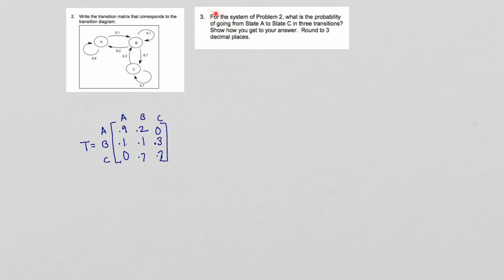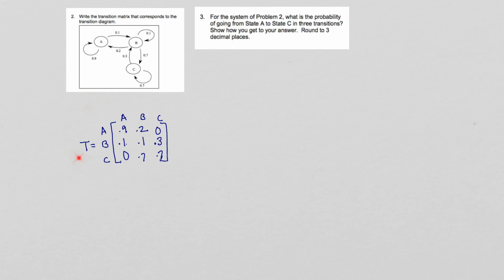Problem 3 here asks us to refer back to problem 2. Now we had a transition diagram in problem 2, and then we converted it to this transition matrix. And what we want to do is this. We want to find the probability of going from state A to C in 3 transitions. And then we'll show how we get our answer. So we want to go from A to C in 3 transitions.